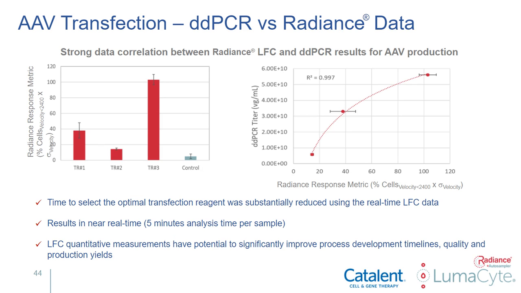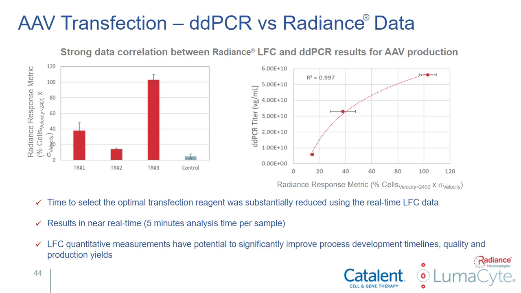And here is the result showing the Radiance response metric with the various transfection reagents that were tested and the control, which was not transfected. And as you can see, the transfection reagent 3 had the highest Radiance response metric, followed by 1, and that followed by the transfection reagent 2. And on the right side, you see the ddPCR titer correlated with the Radiance response metric.